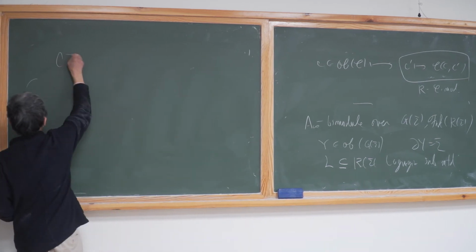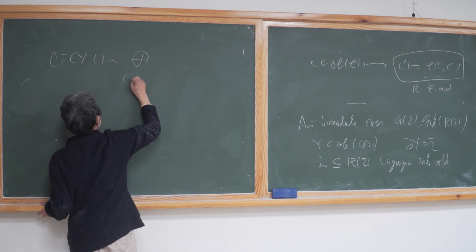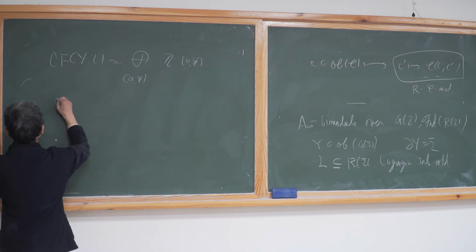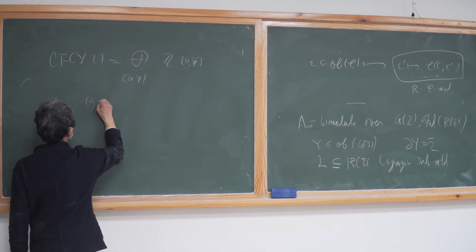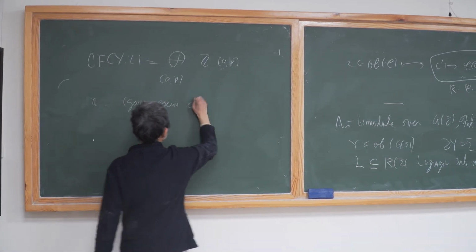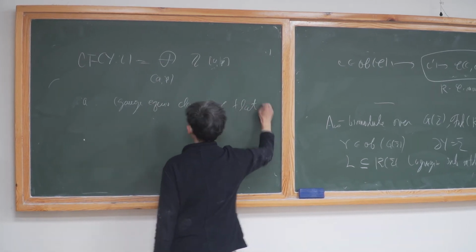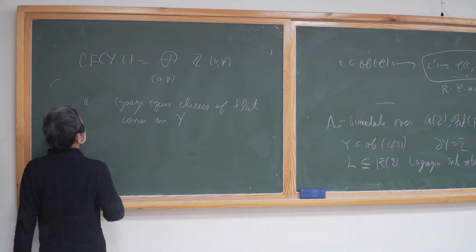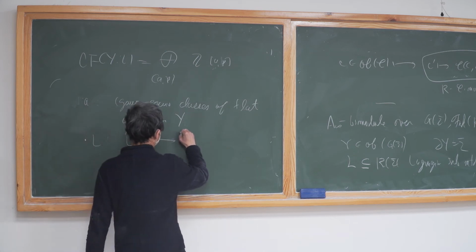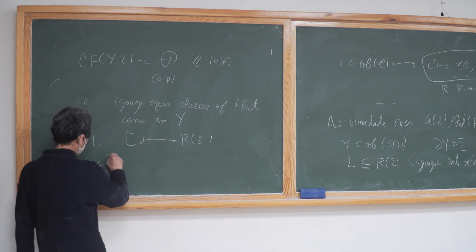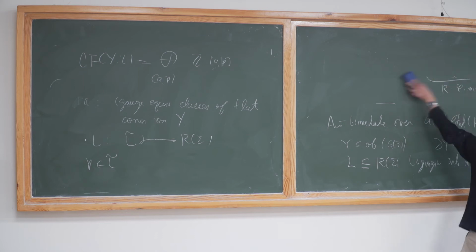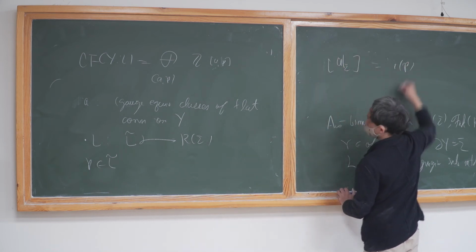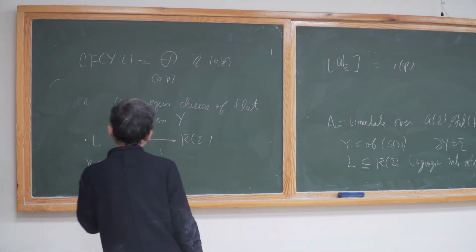So this is something like a pair (A, P), where A is a gauge equivalence class of flat connections on Y. And this L is a Lagrangian immersion, so you have this map from L to R of sigma, and P is an element of L. The condition is: if you restrict A to sigma and take gauge equivalence classes, it is this I of P.